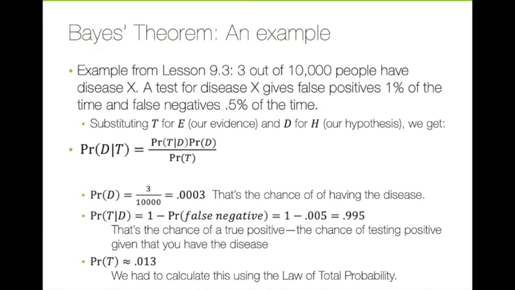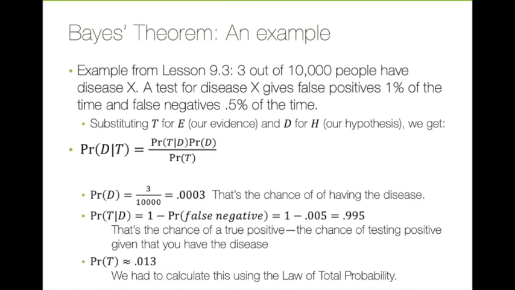So to get the value we're interested in, the probability of D given T, the chance that you have the disease given that you test positive, we first need to get our formula straight. So going into our evidential interpretation, we're substituting in T everywhere we saw E, that's our evidence, and we've got D everywhere we saw an H, that's our hypothesis.